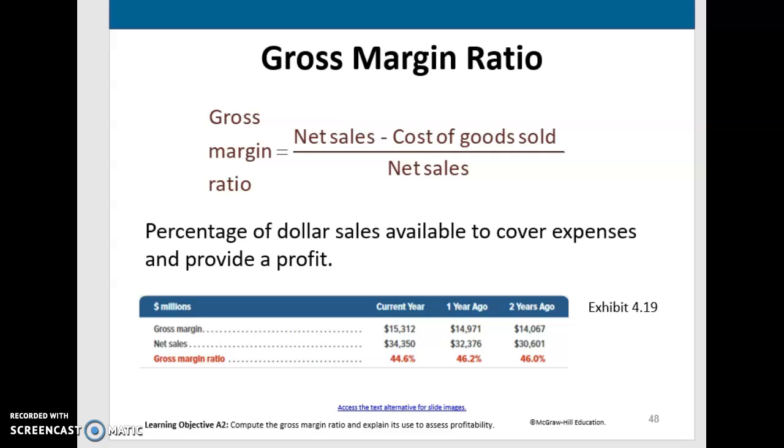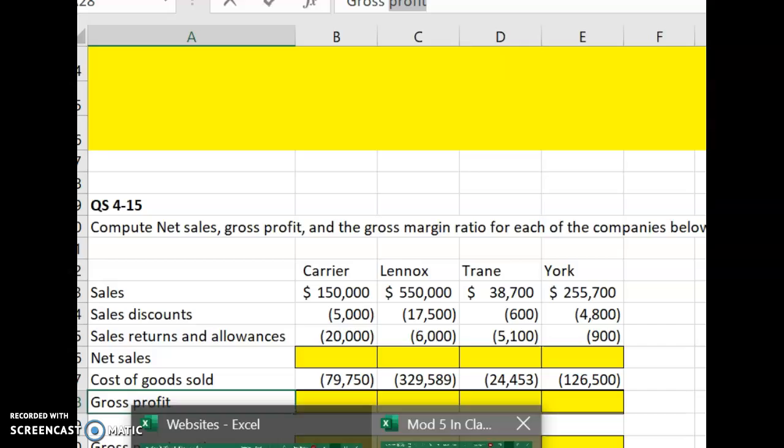So if we look below, we see the gross margin of 15,312,000, net sales 34,350. So for every dollar sold, 44.6 cents goes toward covering expenses and generating profit. Let's take a look at our exercises. Let's go back to your practice set.